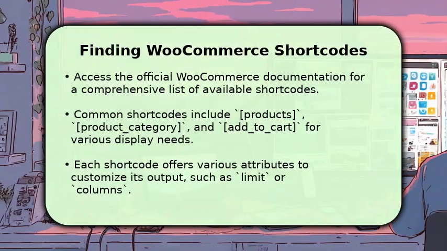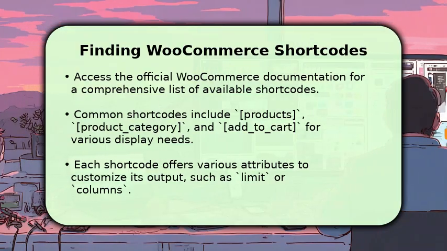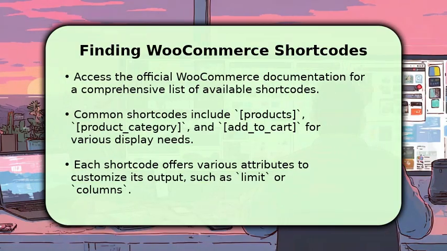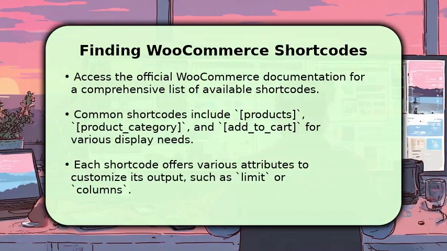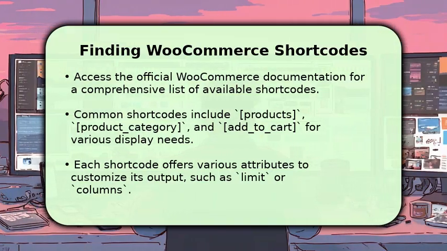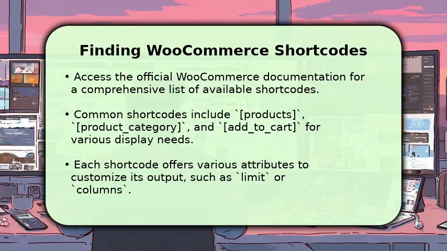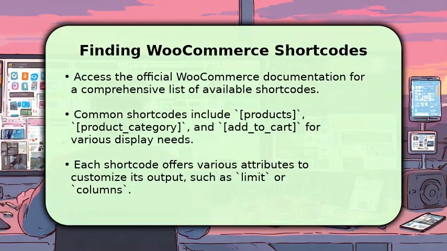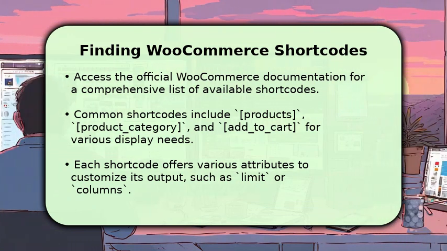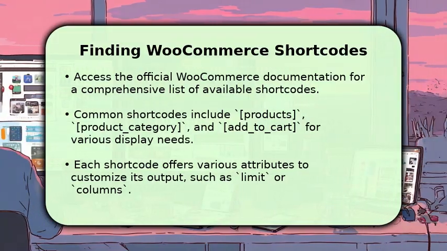Finding the right WooCommerce shortcode is your first step. The official WooCommerce documentation provides a complete list detailing each shortcode and its available attributes. For instance, Products is incredibly versatile, allowing you to display specific items or a collection of products. You can customize it further with attributes like limit to show, say, 8 products, or columns to arrange them in 4 columns. Understanding these options empowers you to tailor your content precisely to your design needs.